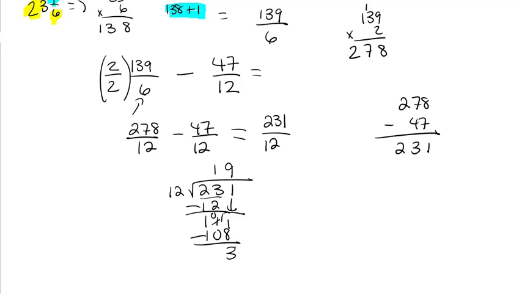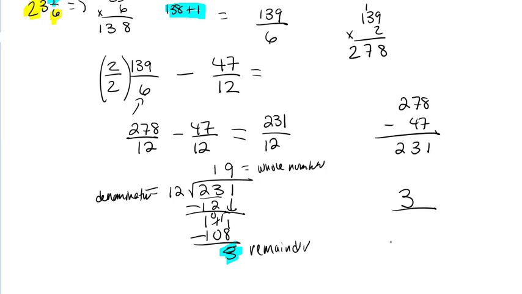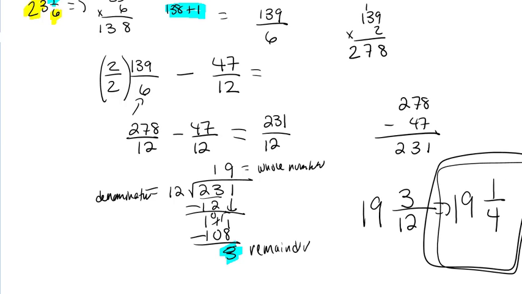So we're left with our remainder here, our whole number, and our denominator. So we get 3 over 12, and we have 19 as our whole number. But this can be reduced, as 3 12ths can be reduced. So we get 19 and 1/4. And this is our correct solution. So let's go look at another example.